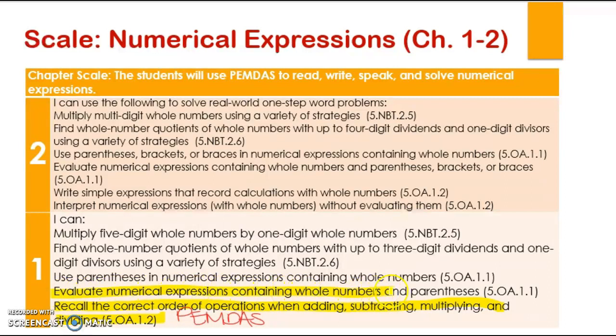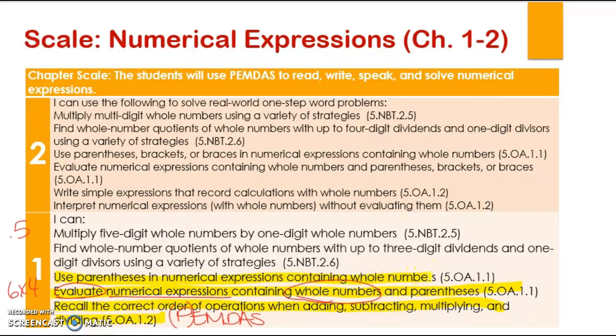Evaluate numerical expressions containing whole numbers and parentheses. Guess what? Evaluate, remember, means to solve. Numerical expressions are the equations without the equal sign. So like 6 times 4 is a numerical expression. Containing whole numbers. When we say whole numbers, we mean numbers that are not fractions and they're not decimals either. And then parentheses. We learned parentheses as part of PEMDAS. The next part of level 1 says use parentheses in numerical expressions containing whole numbers.